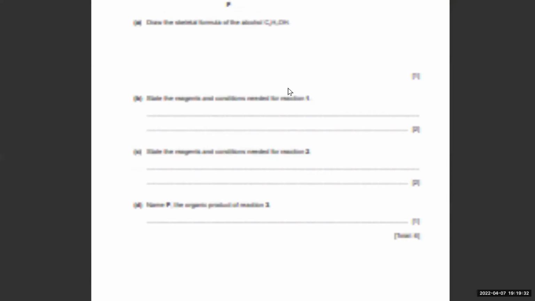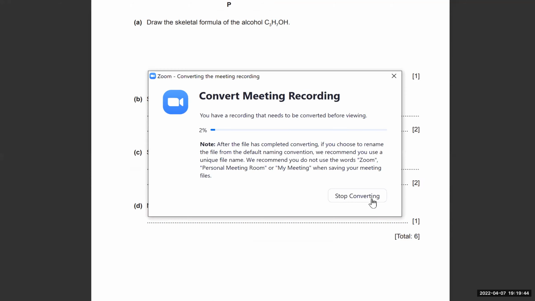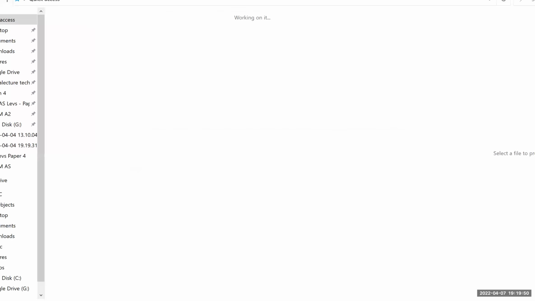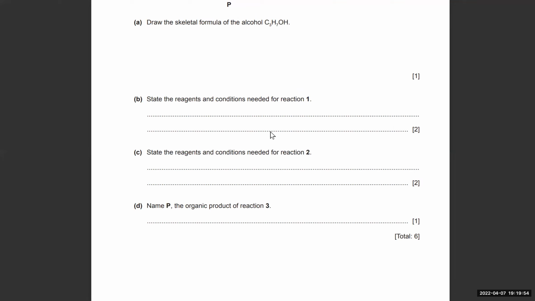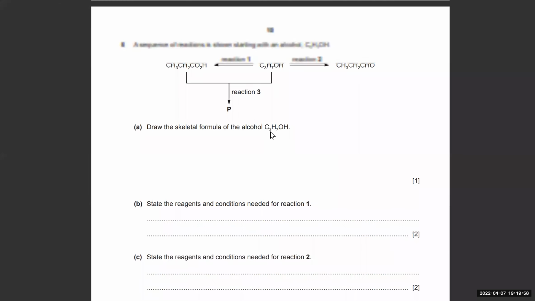So we're going to start with the last question. Okay, so we're going to start with the last question first. So the question is this one.